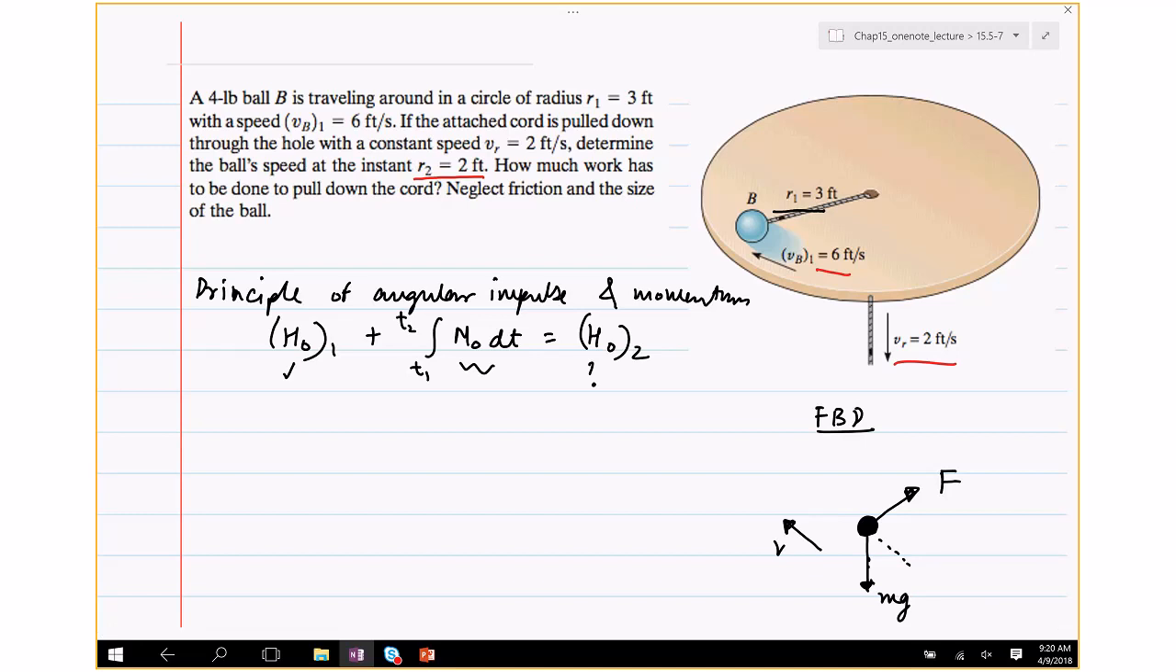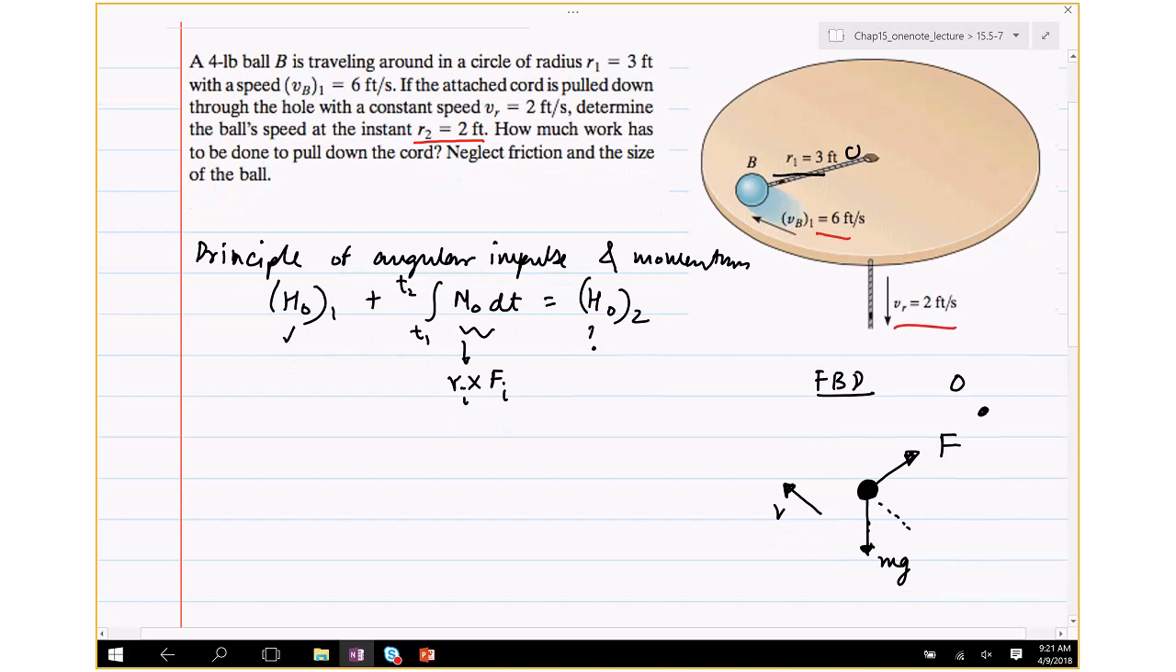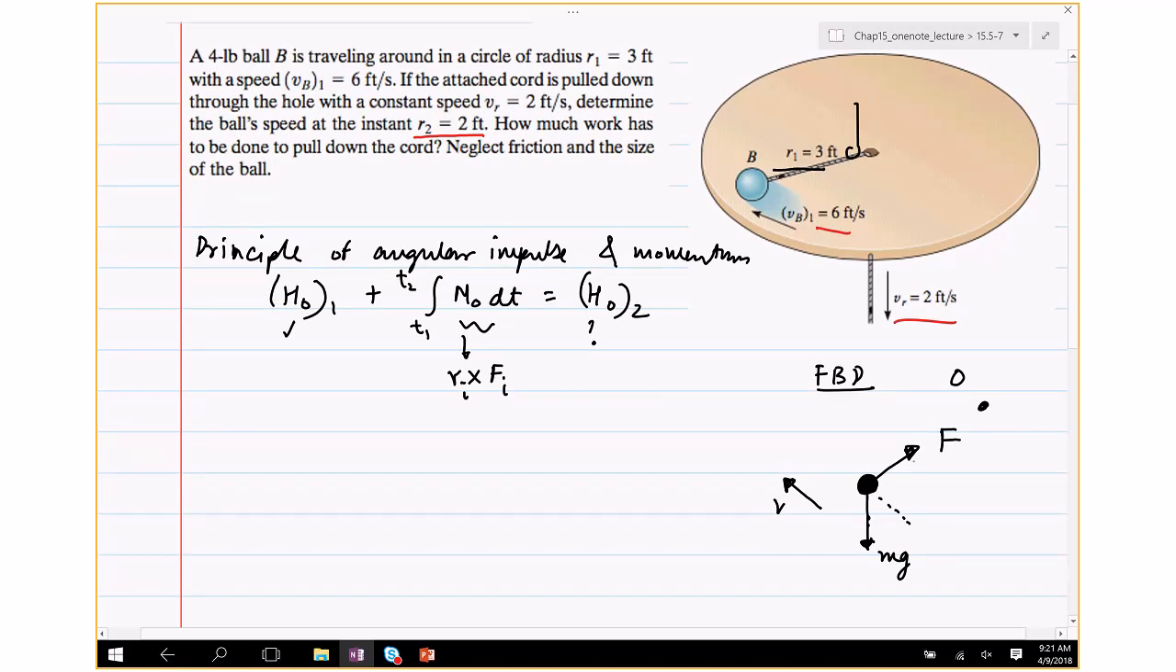What's the moment? The moment is r cross F. Let me put ri, Fi. So for each force, this force, I need to find r, the distance from O to point B, crossed with F. Now, r is this length. F is acting along the length. Since those two vectors are parallel, the cross product is going to be 0, right? Because this force passes through the center of the circle. This is the center of the circle. So this is going to be 0 for that force.